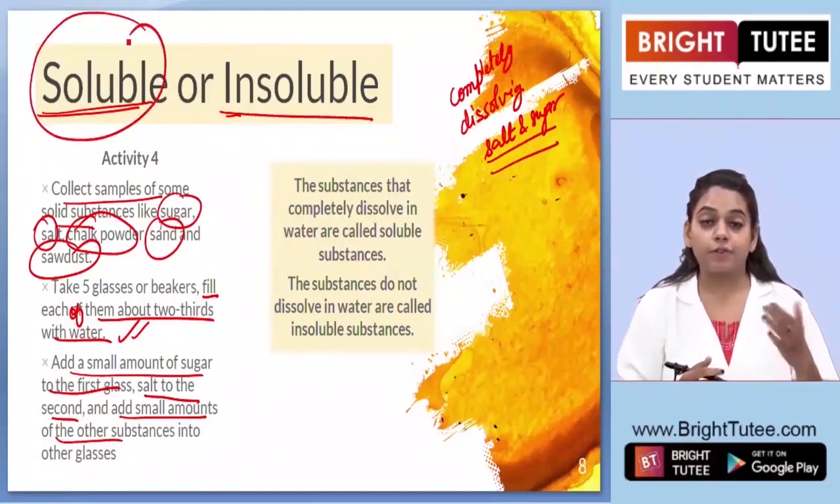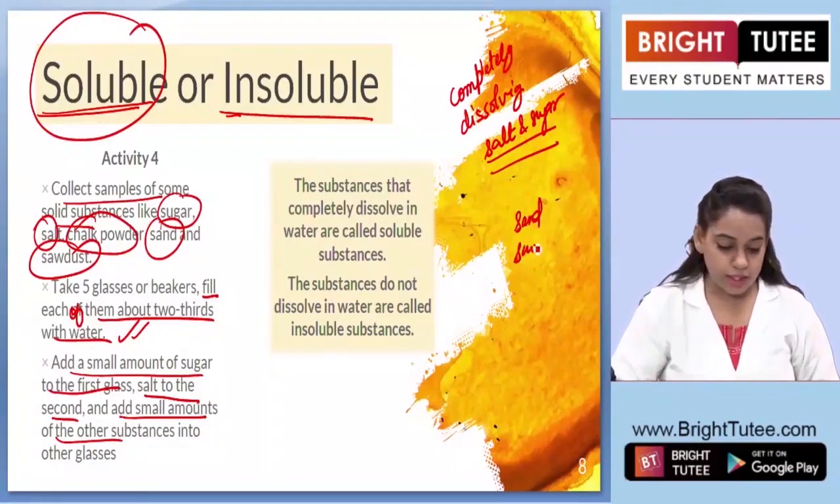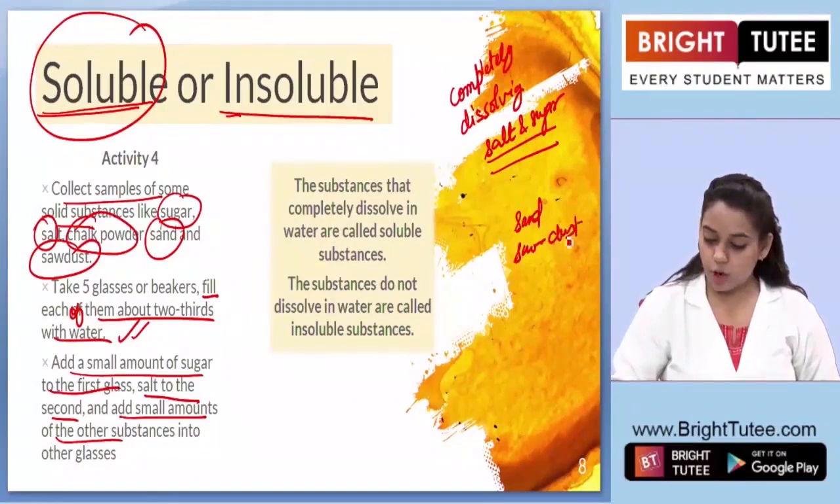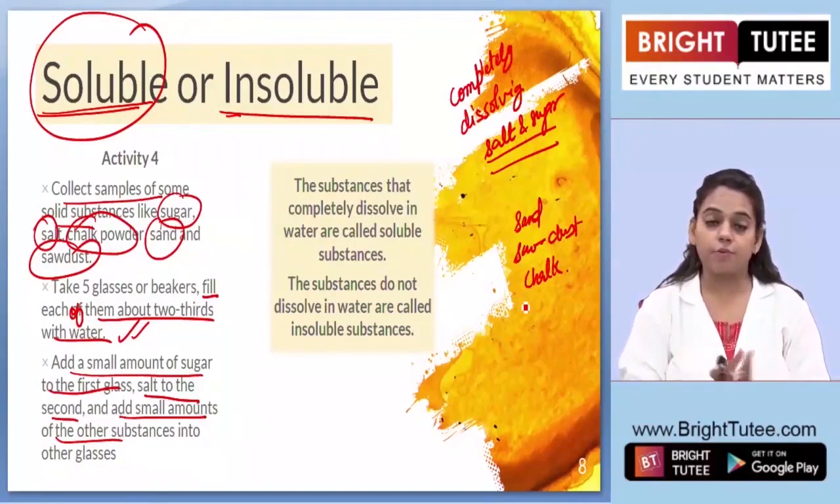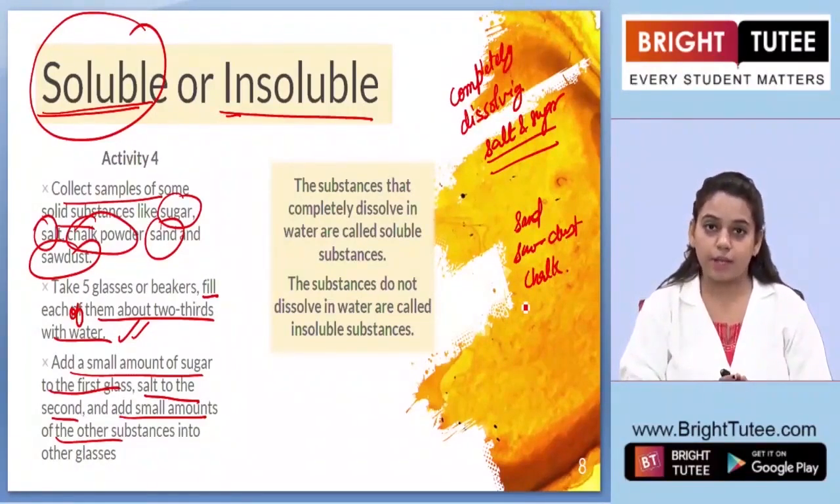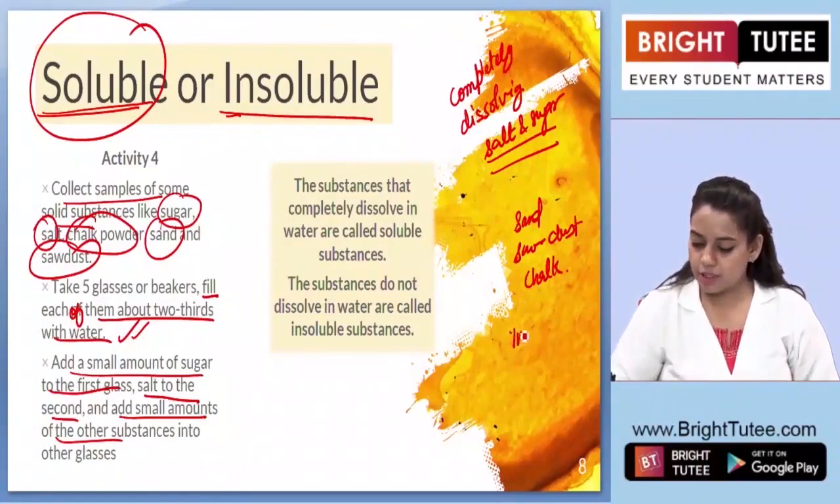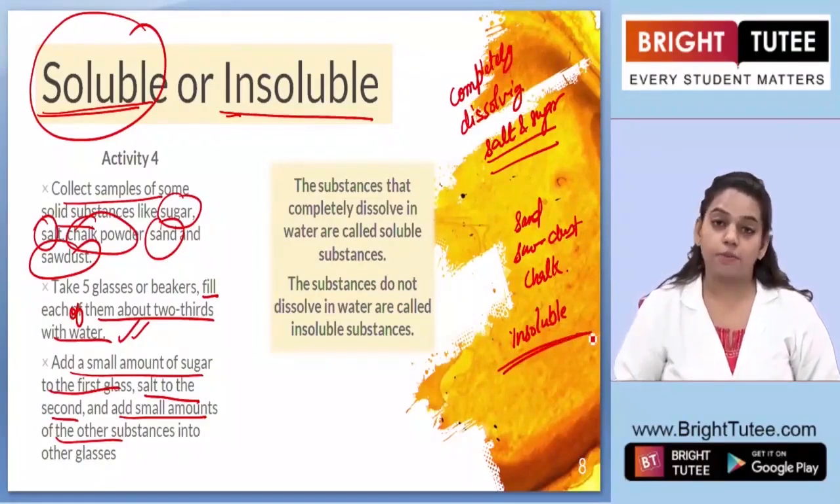Then there are a few other substances like sand, sawdust and chalk powder that even after stirring for a few minutes, you will observe that they do not dissolve into water, and such substances are known as insoluble substances. What are they known as? They are known as insoluble substances.